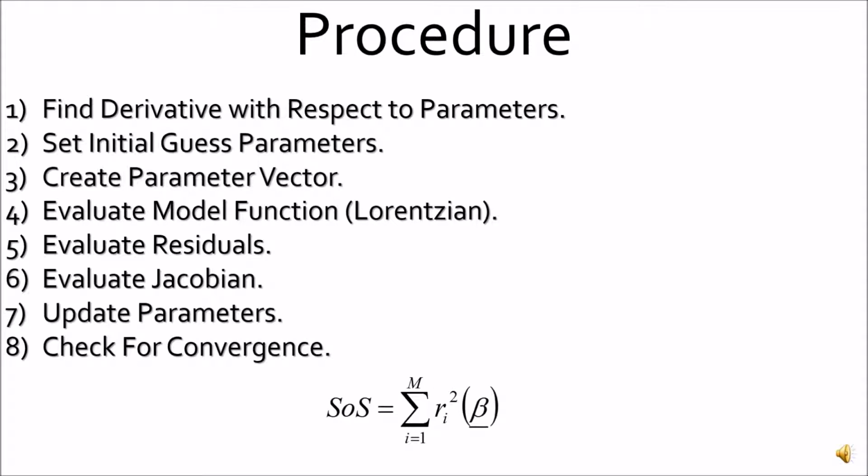Then after we've done this, we evaluate the residuals squared, and calculate what's called the sum of squares, and then we check whether this value is low enough that we accept the solution. And finally, we will be repeating this process until we have convergence.